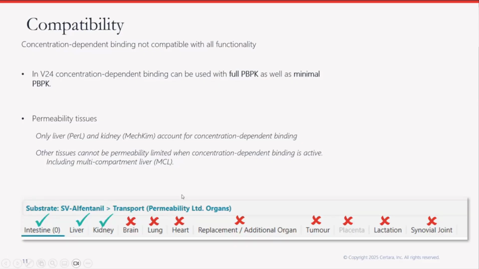So I mentioned at the start that from version 24, the concentration dependent binding can be used with full PPK, so it's been available with minimal PPK for a long time. You can't use many of the permeability limited tissues with the concentration dependent binding, although you can use some of the quite important ones in terms of the liver, at least the standard permeability limited liver model, and METKIM, the kidney model. Other tissues you can't use when the concentration dependent binding is active, and that includes the multi-compartments of the zonal liver.